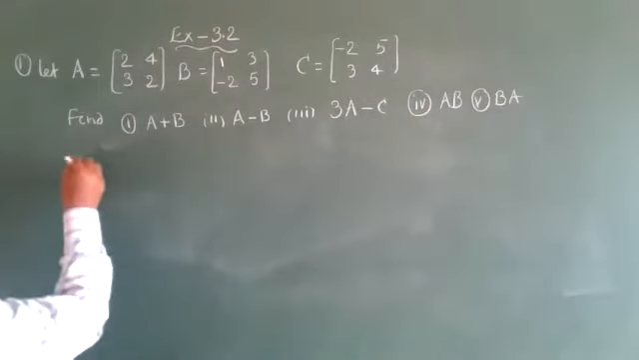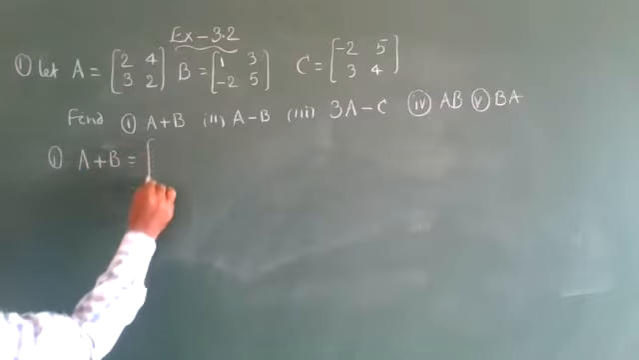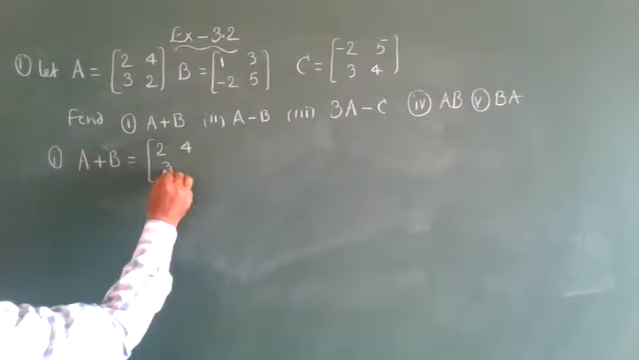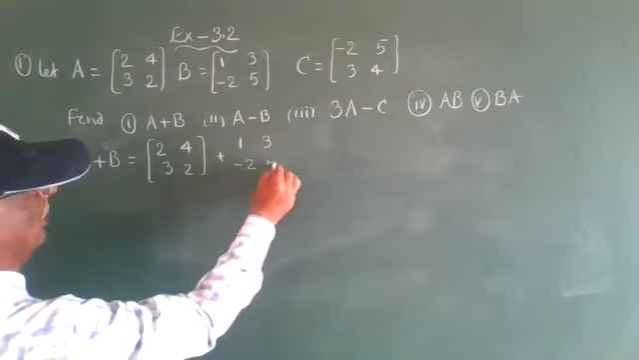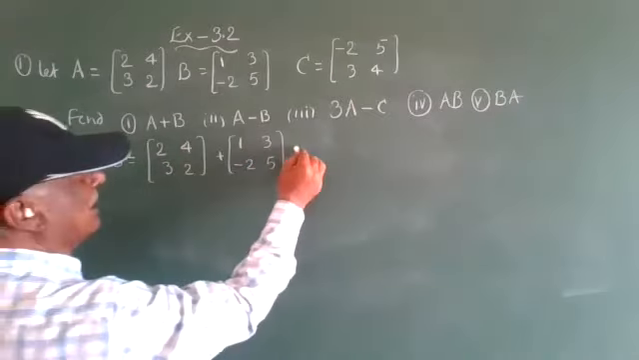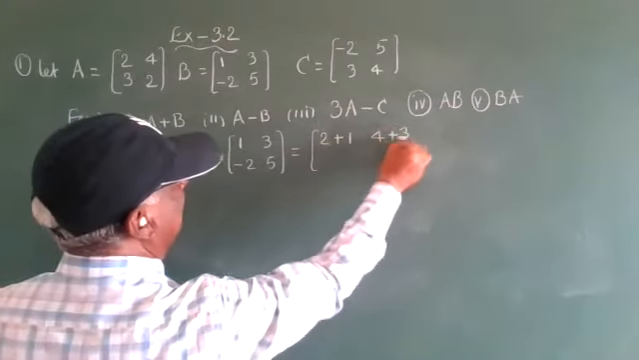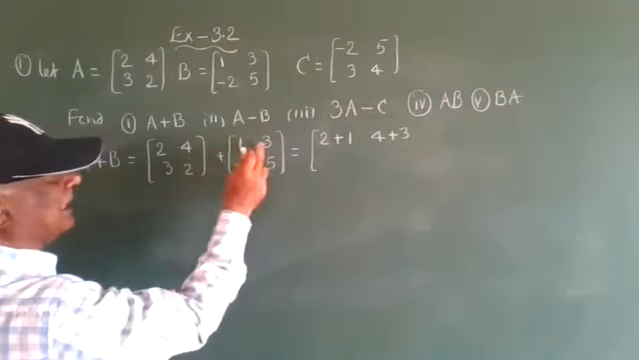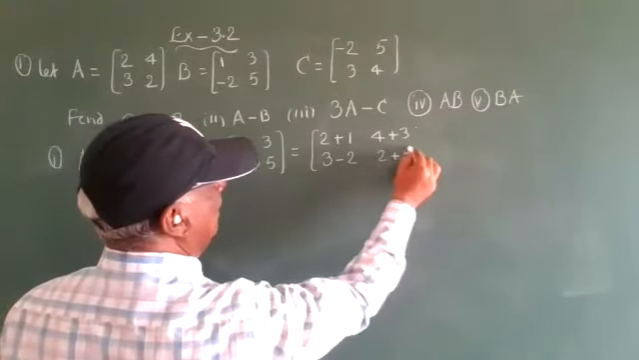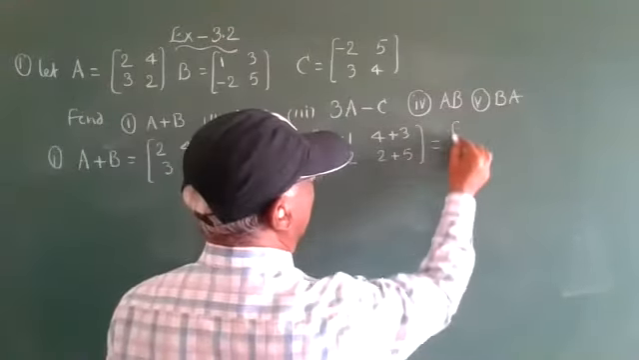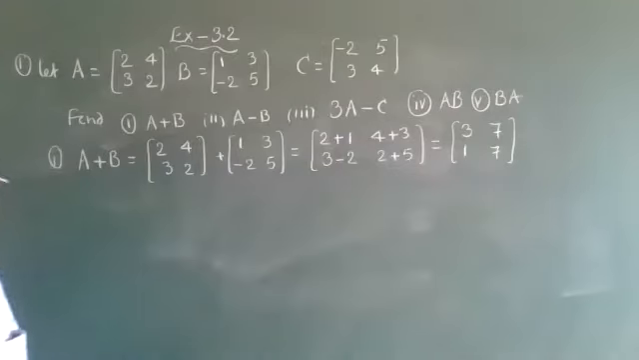A plus B. The first bit is adding the A matrix with the B matrix. A matrix is 2, 4, 3, 2, and B matrix is 1, 3, minus 2, 5. Addition means the sum of corresponding elements: 2 plus 1, 4 plus 3, and so on. Everyone write it out. Then we get 3, 7, and 1, 7. A plus B is completed.